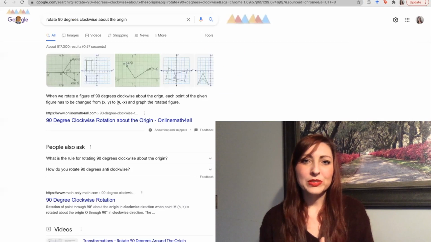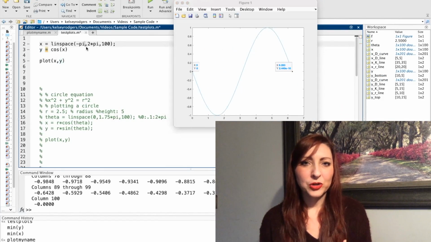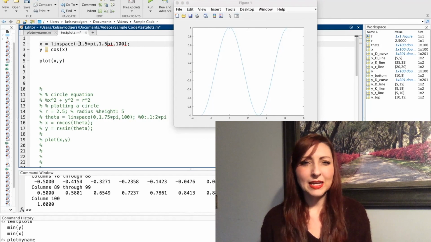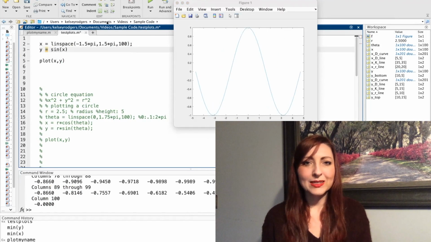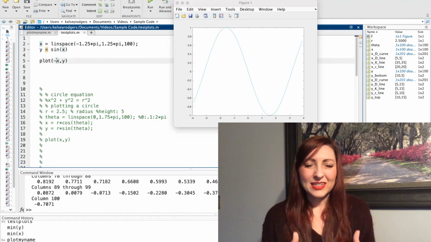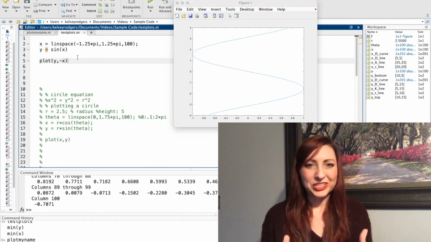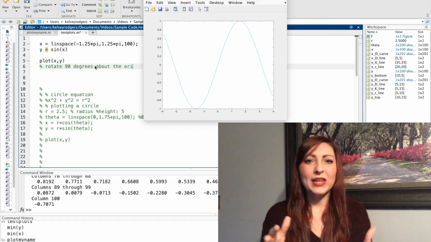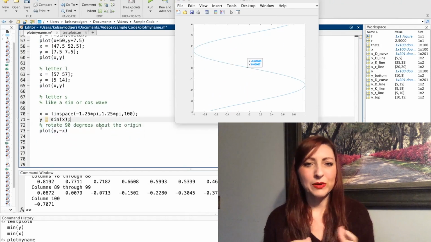Now, if I want to rotate this letter S, I can try to rotate about the origin, but it's not going to do exactly what I want it to do because it's not symmetrical across the origin. So in shifting this letter S, now I have it symmetrical across the origin. So I can just use the approach of putting y, negative x to rotate 90 degrees about the origin.